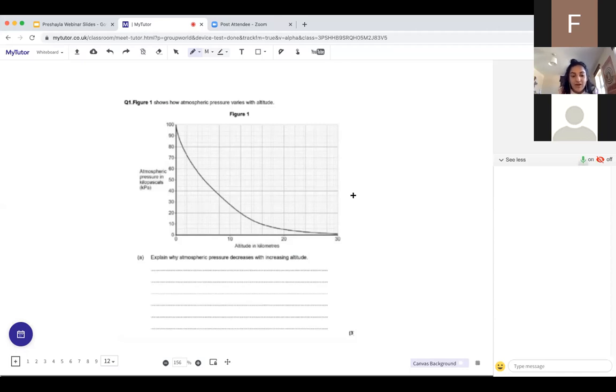So the atmospheric pressure decreases with increasing altitude. So why does that happen? Well, at a higher altitude, at a higher height, we have less air molecules. If you have less air molecules, there's less collisions between air molecules. If there's less collisions between air molecules, there's not enough pressure created. So remember, it's that collision of air molecules that creates pressure.